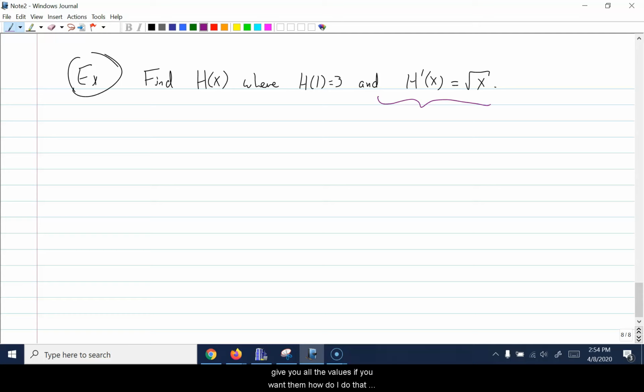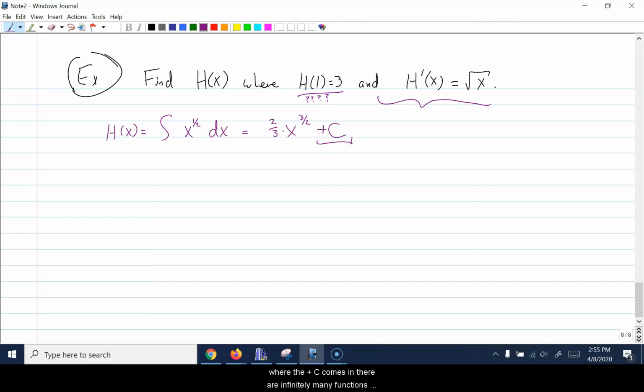Well, I start with the derivative needs to be the square root of x. So h of x needs to be an antiderivative of the square root of x. Square root of x is x to the 1/2. The integral of x to the 1/2 is I need to add 1 to the exponent, 3/2, divide by that new number out front. Dividing by 3/2 means writing 2/3. So I get 2/3 x to the 3/2 plus c. Does this function have h of 1 equals 3? This is where the plus c comes in.